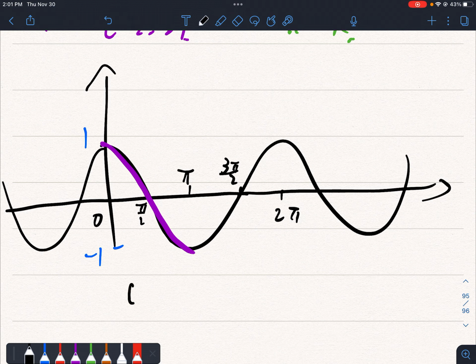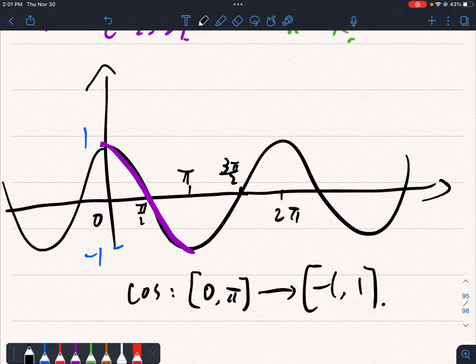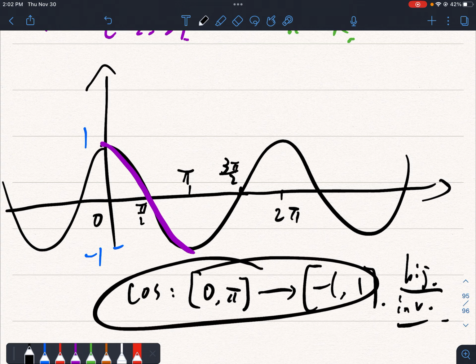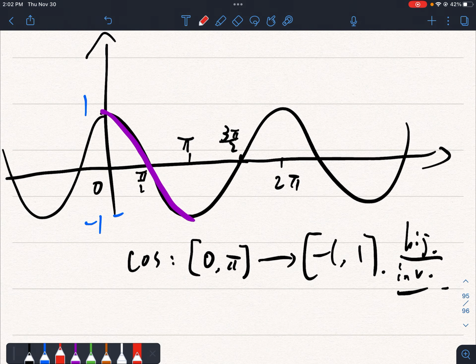Okay, so this will be an entire period, but it's not 1-to-1, so we choose just one of them. So maybe we just choose this one, okay? So also from -1 to 1. Then if we look at the graph of cos, that's from 0 to pi. We look at this restriction, or part of this function, this part. Then this cos will be also bijective and invertible. Then we will define arc cos to be the inverse of this function.